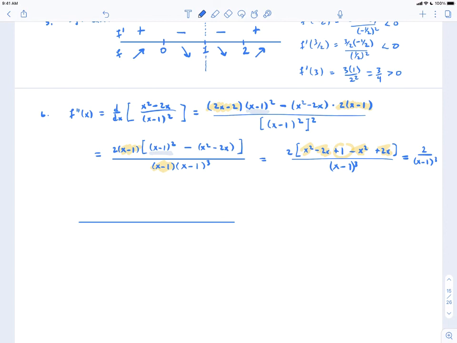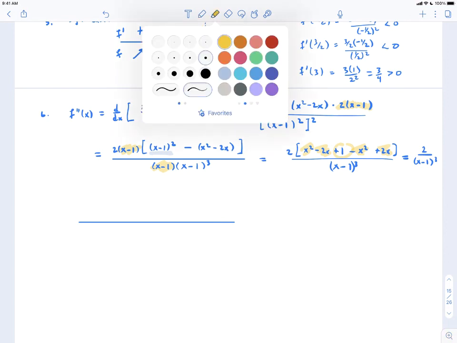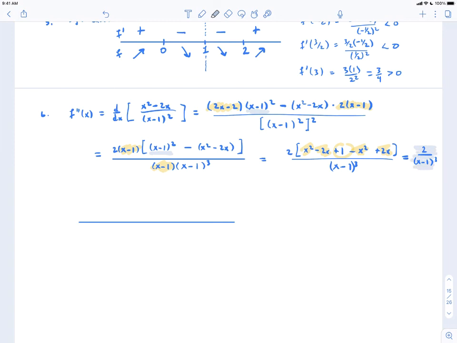So this value right here, this is never equal to 0. So there are no points of inflection. But you do not need to check the sign of the derivative at the vertical asymptote. So let's just put that in here.